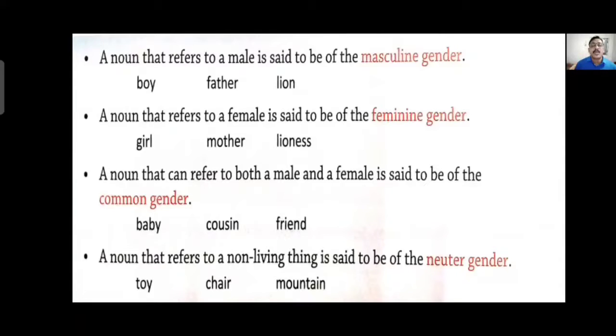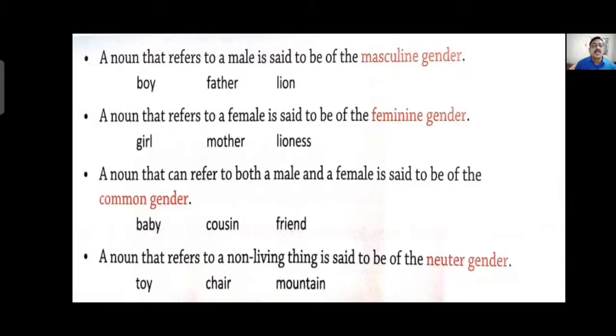Next comes the common gender. A noun that can refer to both male and female is said to be of common gender. Baby, cousin and friend, these are the three nouns which can be used for both male as well as female. A noun that refers to a non-living thing is said to be of neuter gender.